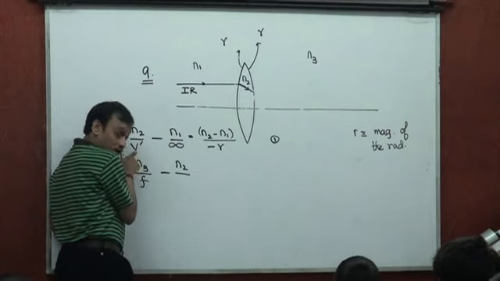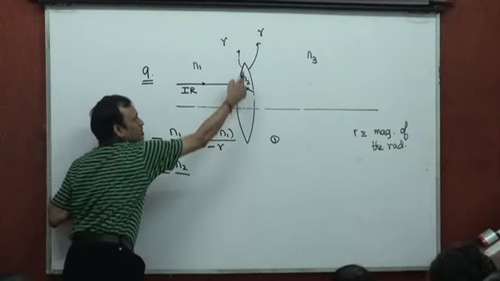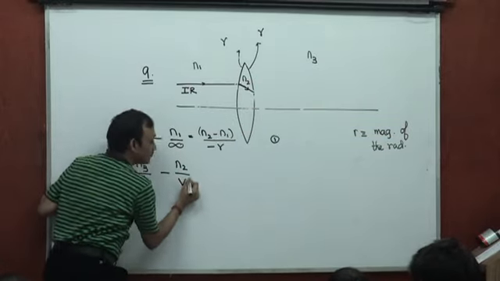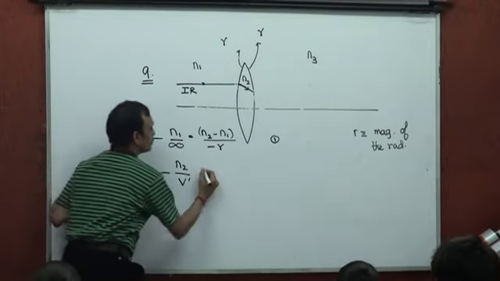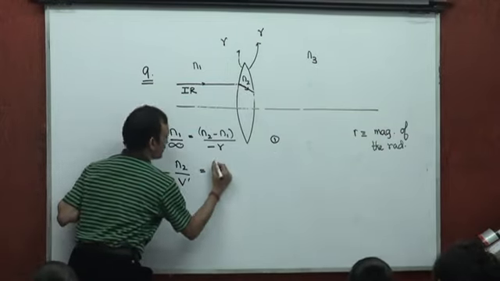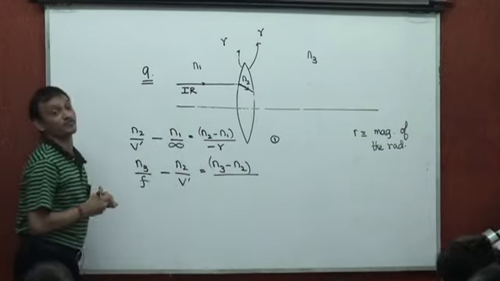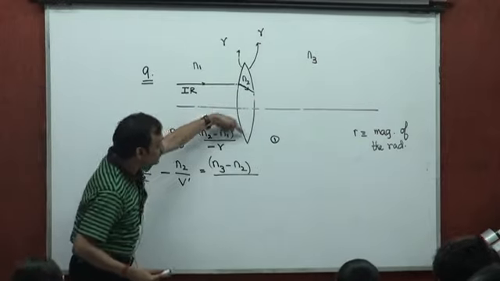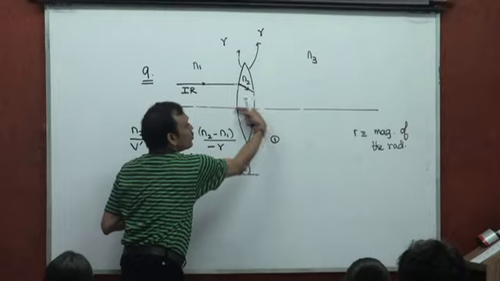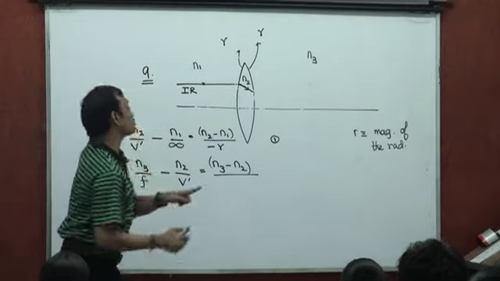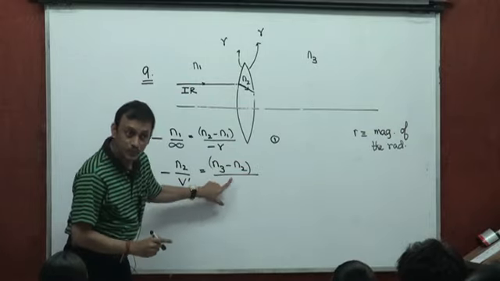Object distance would be V prime now, right? The image of this will now serve as the object for this. So N2 by V prime equals the difference in the two refractive indices, N3 minus N2, divided by the algebraic radius of curvature. Now, the center of this lies here, measured opposite to the direction of the incident ray, which should be taken positive. So should I take plus r or minus r? Plus r.